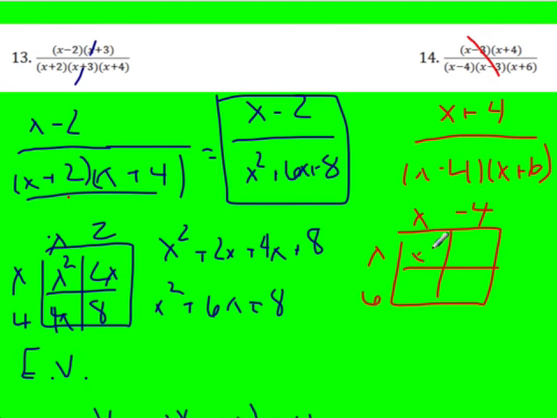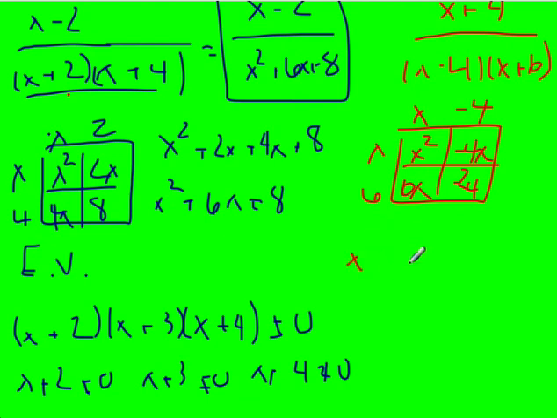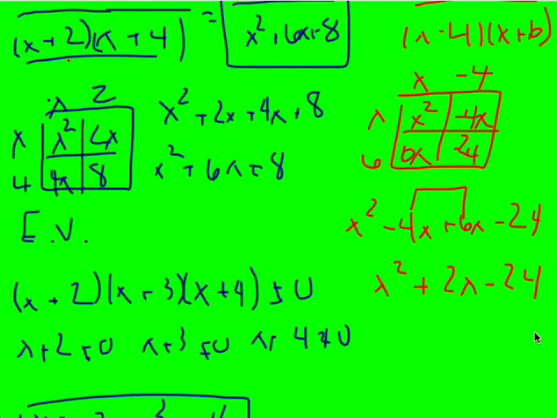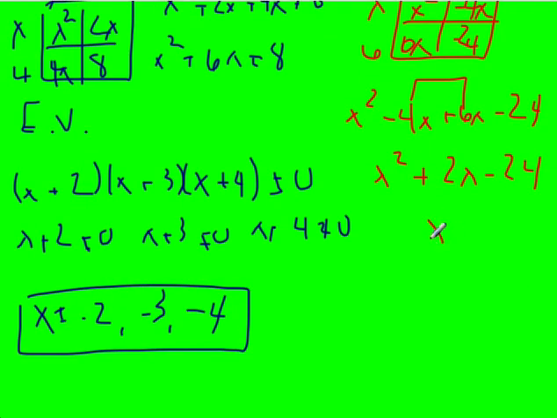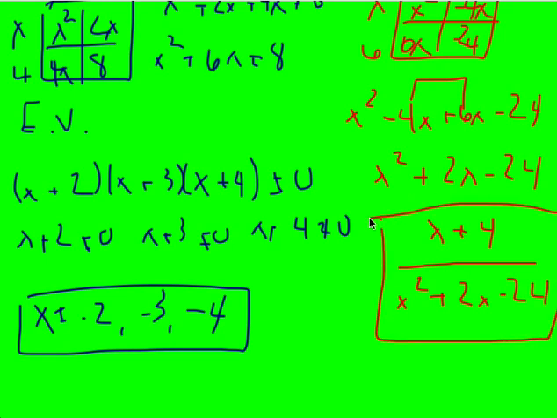Well, x times x is x squared. Negative 4 times x is negative 4x. 6 times x is 6x. Negative 4 times 6 is negative 24. So we have x squared minus 4x plus 6x minus 24. So then I can go ahead and add those middle two. So x squared plus 2x minus 24. So now I want to rewrite out my rational expression. So originally on top I had x plus 4. And then on the bottom I'm going to have x squared plus 2x minus 24 once I've re-multiplied that out. And that right there is my simplified rational expression.